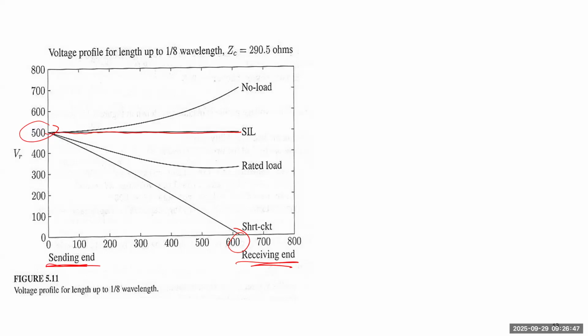If you have load, usually the load of the line is higher than the surge impedance load. So for instance, if you operate at the rated load, near the sending end you still have 500, but when you go far from the sending end, the voltage will drop. It can become very low. If you don't provide some capacitor to support the voltage, it can be much lower than the rated voltage.